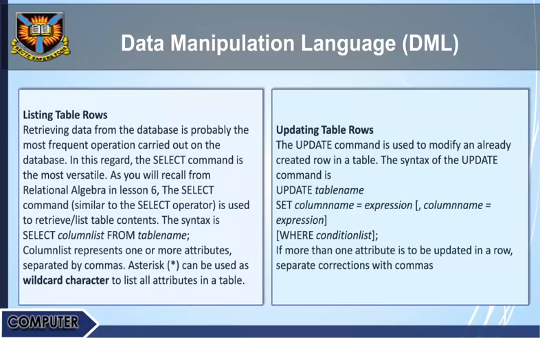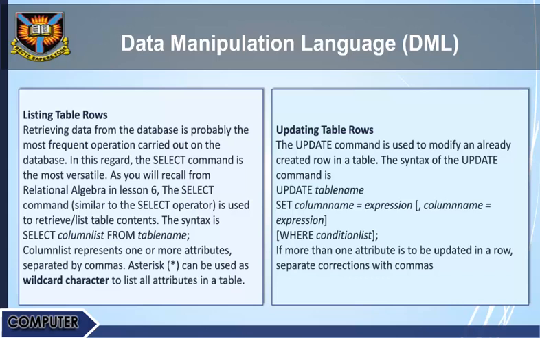Listing table rows. Retrieving data from the database is probably the most frequent operation carried out on the database. In this regard, the select command is the most versatile. As you will recall from relational algebra in lesson 6, the select command, similar to the select operator, is used to retrieve and list table content. The syntax is select column list from table name. The column list represents one or more attributes separated by commas. An asterisk can be used as a wildcard character to list all attributes in a table.